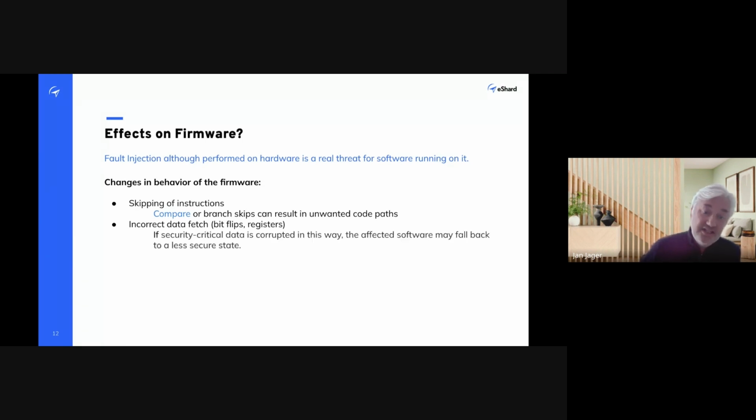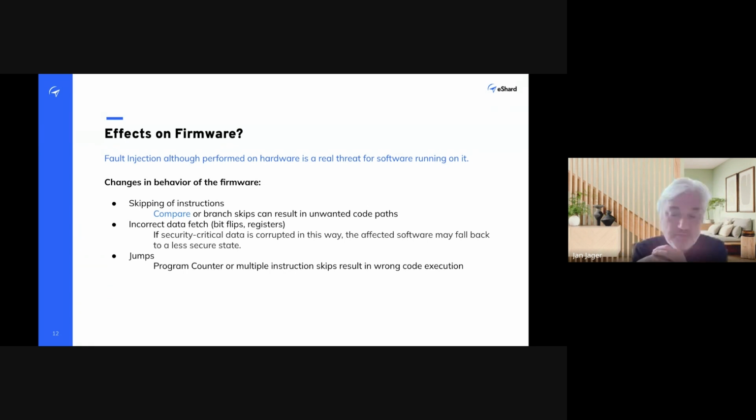Another one is incorrect data fetch, so bit flips, so to say. Bit flips can result in all kinds of different things. But basically, if security critical data is corrupted in this way, that affects the software for sure, and may fall back the software into a less secure state. And of course, that is a very unwanted effect. You can also cause jumps in the instructions, maybe by tampering with the program counter, or even achieve multiple instruction skips, which result in wrong code execution, and that might give all kinds of unwanted effects.